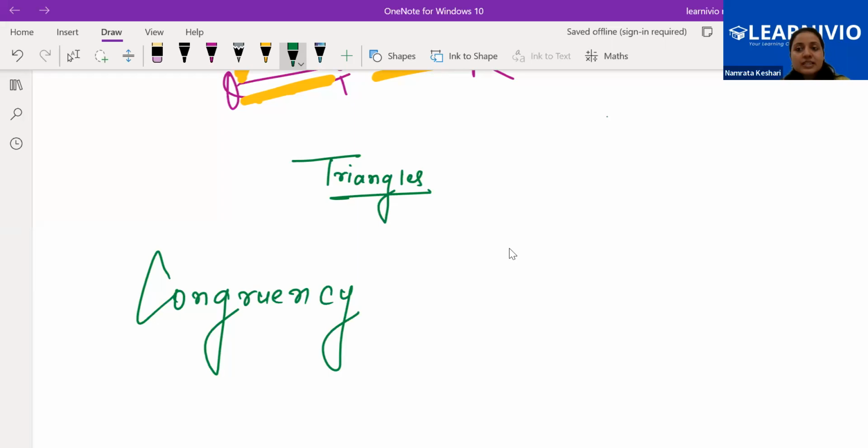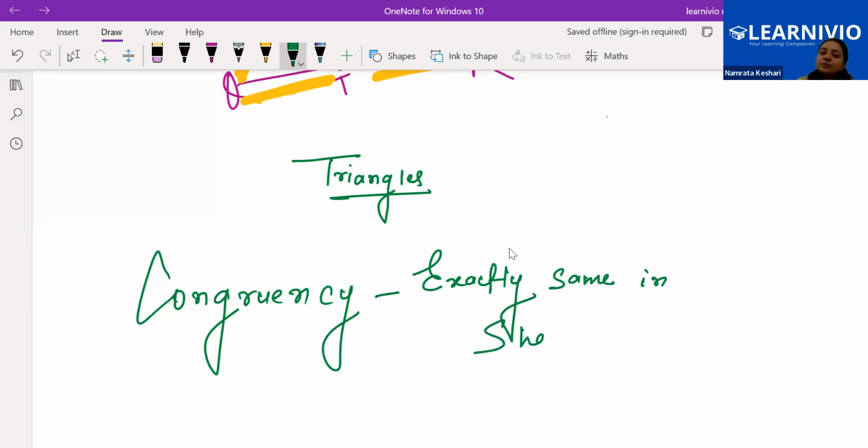Okay, congruency means exactly same in shape and size. Congruency, in our daily life, is what we call photocopy or exact same copy or equal to each other. Here in mathematics, especially in geometry, if two figures are exactly same in shape and size, then we will say the two figures are congruent with each other.